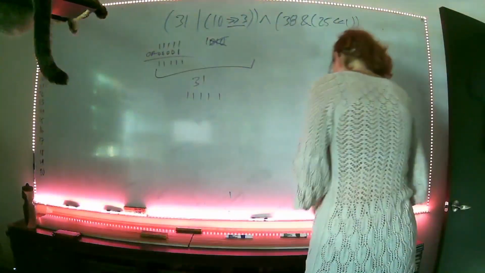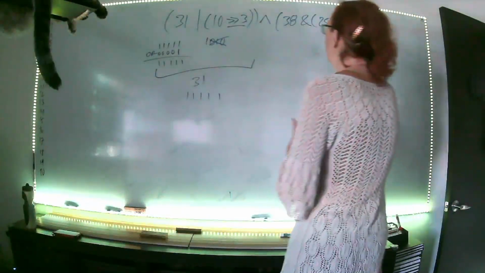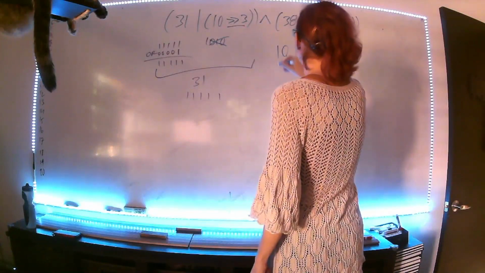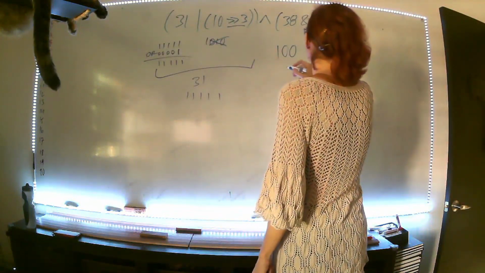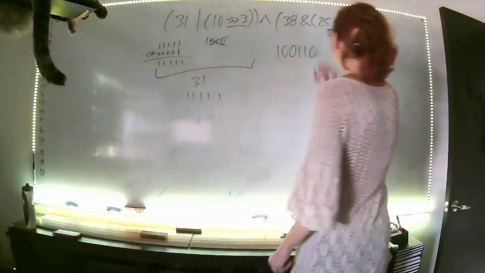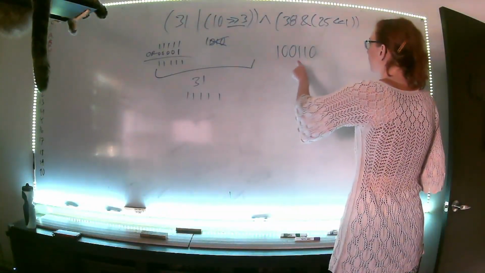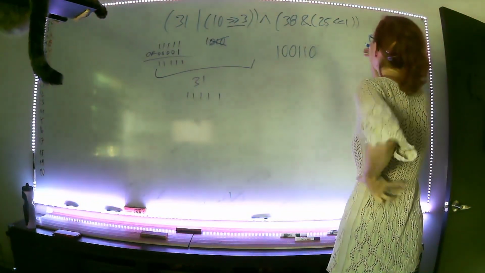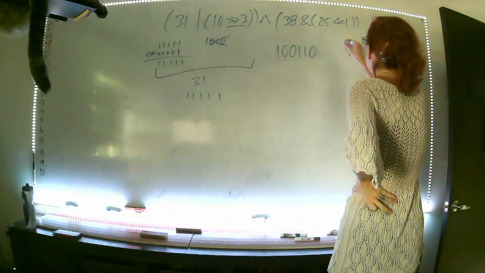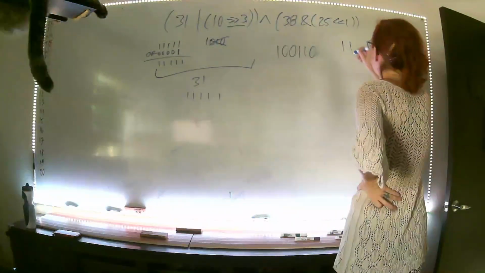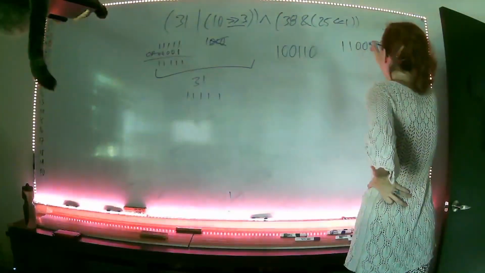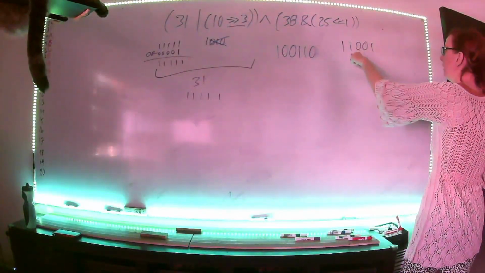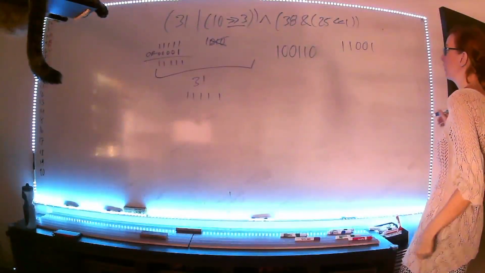On the other side, I have a 38. That's a 32 plus 16 doesn't fit, 8 doesn't fit, 4 and 2 fit, 1 doesn't fit. So this is 2 plus 4 is 6, 6 plus 32 is 38. Then I have a 25. 25 is a 16 plus an 8. The 4 and the 2 don't fit, but the 1 fits, because 16 plus 8 is 24. Then I add a 1, I get a 25.